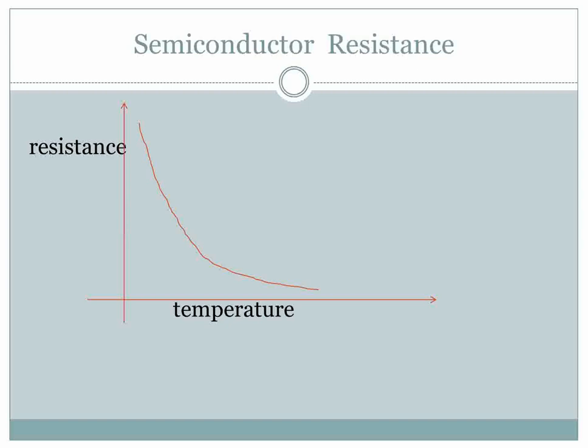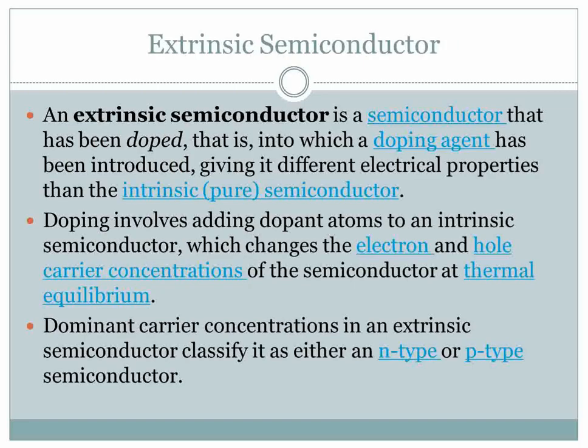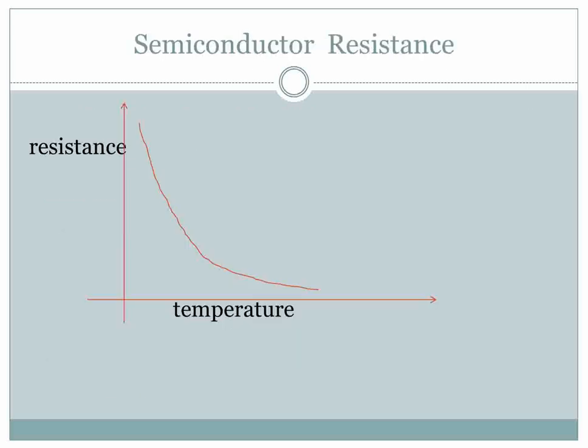So semiconductor resistance decreases with temperature. A few minutes ago I told you, if the temperature increases, the number of free electrons available increases, so the conductivity of the semiconductor material increases. This graph shows the variation of the resistance with temperature in semiconductor materials.